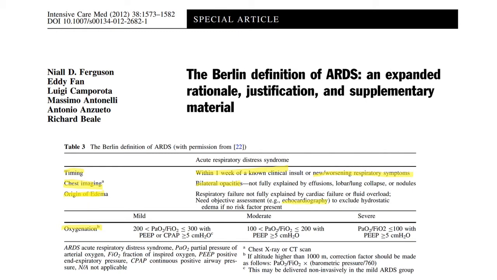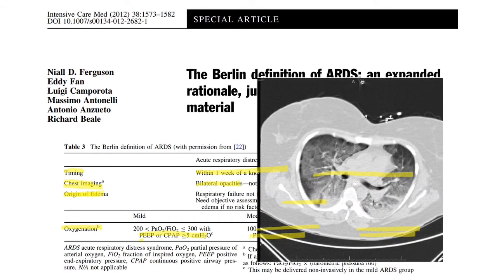And we should know that in many cases there is an overlap, a combination between cardiogenic and non-cardiogenic pulmonary edema. In terms of oxygenation, in all categories, the PEEP or CPAP should be equal to or more than 5 centimeters water. If the PF ratio is less than 300 but more than 200, it's mild. 100 to 200 is moderate, and less than 100 is severe ARDS. This is the classic imaging of ARDS.